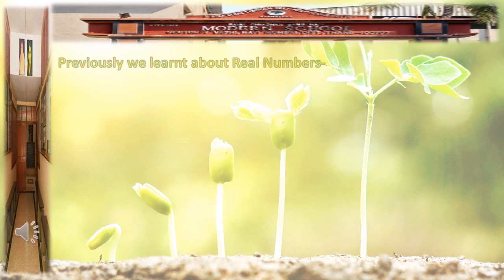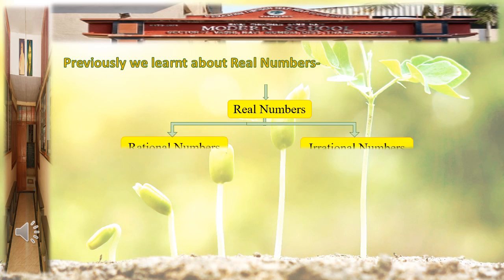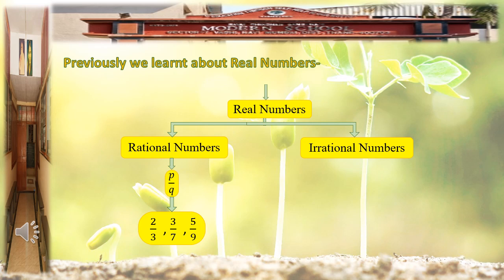Previously we had discussed about real numbers and their classification. Rational and irrational numbers are kinds of real numbers. Rational numbers are those which can be written in P upon Q form, like 2 upon 3, 3 upon 7, and 5 upon 9, etc. Irrational numbers are those that can't be expressed as ratio of two integers. Within irrational numbers, we have numbers like root 2, root 3, cube root of 7, etc. And then there is another section of irrational numbers like pi.